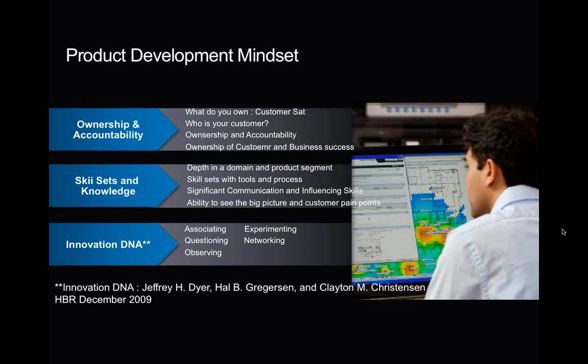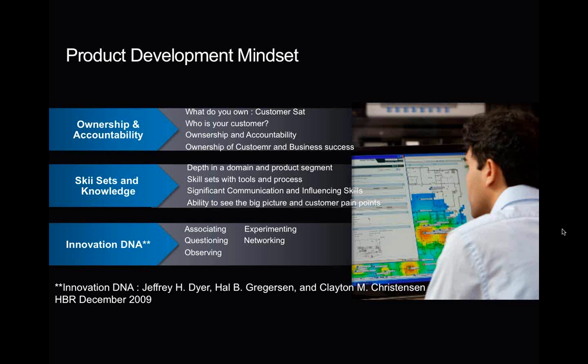And lastly, inherently, you need to cultivate what is called the innovation DNA. And I'll refer to a book that I recently came across. It's called The Innovator's DNA. It's written by Jeff Dyer, Hal Gregersen and Clayton Christensen. Clayton Christensen also wrote another famous book called The Innovator's Dilemma. Both of these are really good books for you to go through, because they really talk about who are the successful product leaders, and what are some of the essential attributes of a successful product leader and a product company, both.